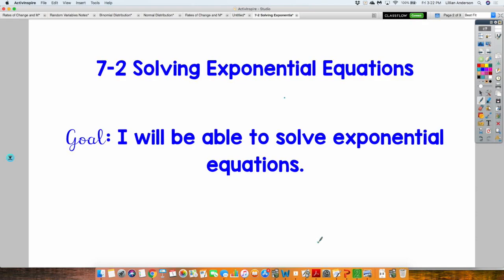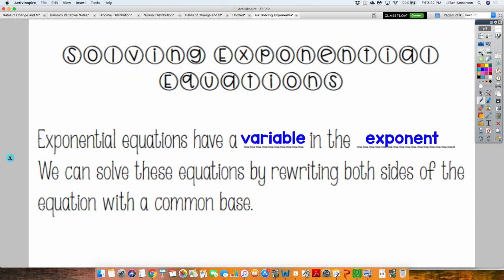So first off, when you're solving an exponential equation, you must know what it is. It is when the variable is in the exponent. That's what makes it an exponential equation, when your variable is in the exponent instead of a variable being raised to like a 2 or something like that. And we can solve these equations by rewriting both sides of the equation with a common base. Okay, so when you're presented with an exponential equation, you'll know it's an exponential equation because, again, your variable is going to be in the exponent.